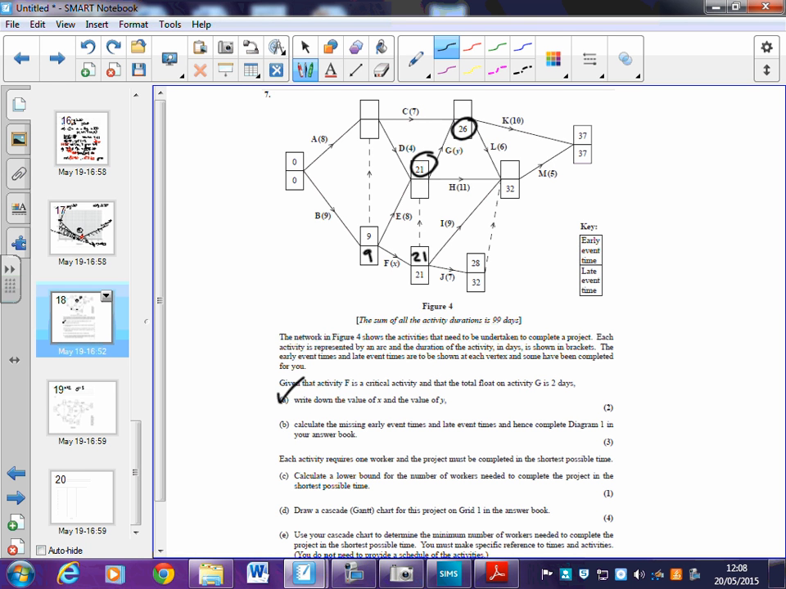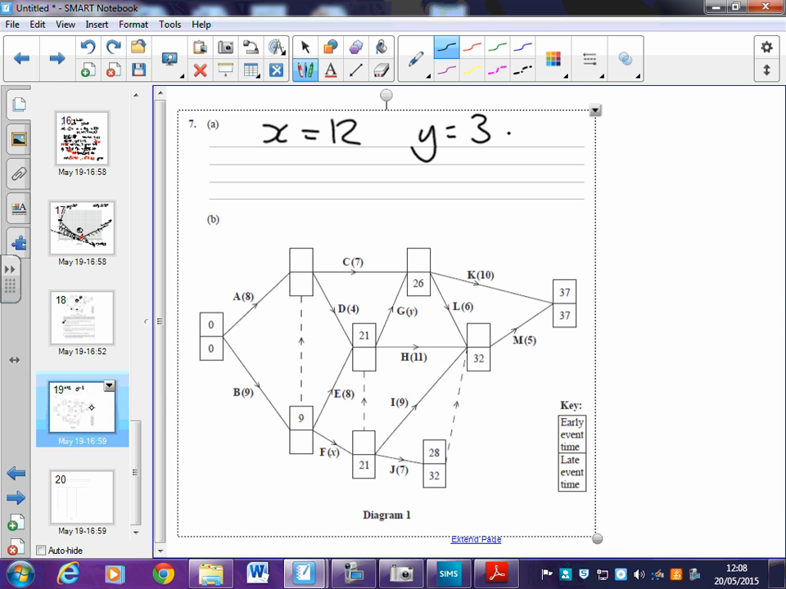Part B, calculate the missing early event times and late event times and hence complete diagram 1 in your answer booklet. Okay, so to get the early times, remember you're going forwards and you want to choose the biggest number every time, even though it says earliest, you still need the biggest one, okay? So, looking at this box, the one that's beside the A and the dummy, we've got a choice of 0 plus 8, or 9 plus 0. We want the biggest one, so I'm going to pick 9 to go in there. If I look at this one here, I've got 9 plus, what did I say X was? 12. Which is 21. I'd already worked that out before from knowing that F was the critical activity.